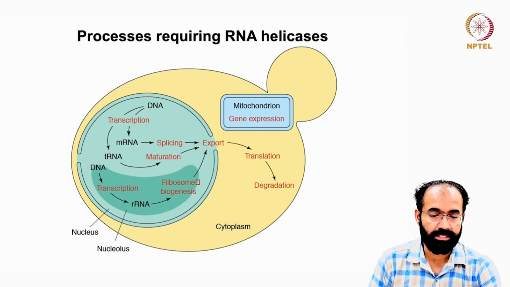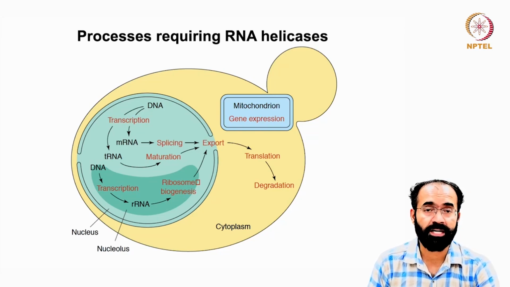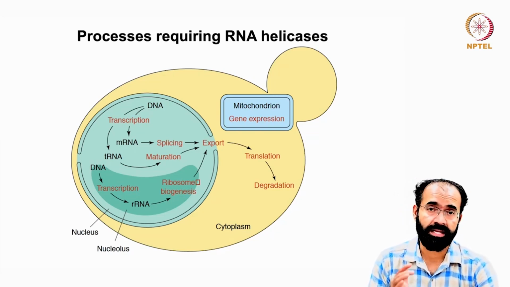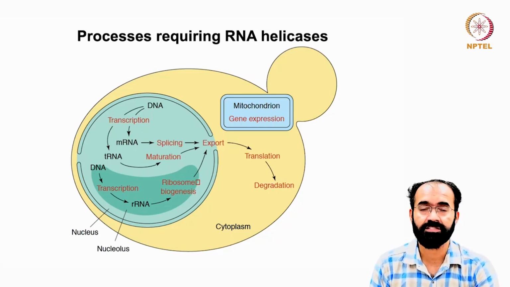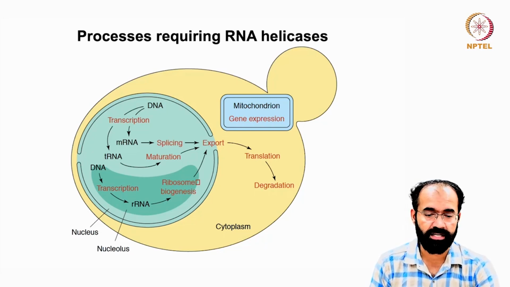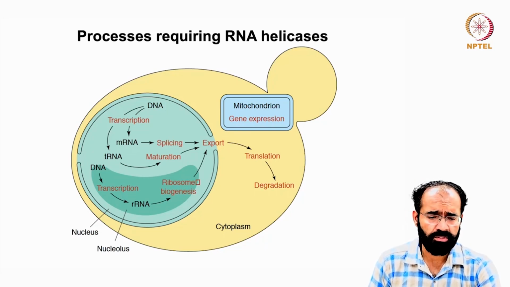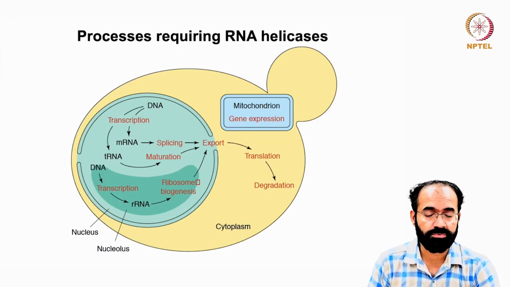You can also see mitochondrial DNA, because mitochondria is an organism that parasitized into a cell which eventually became eukaryote, during millions of years in the evolutionary time scale. When the mitochondrial DNA gets transcribed, and ribosomes need to be synthesized, and RNA exported into the cytoplasm, you require RNA helicases. So by and large, every stage in the gene expression event requires RNA helicases.